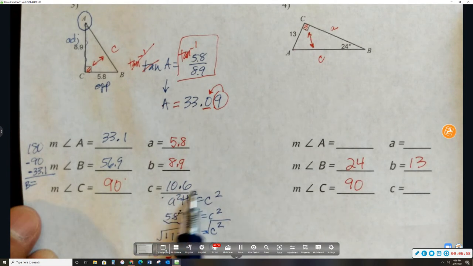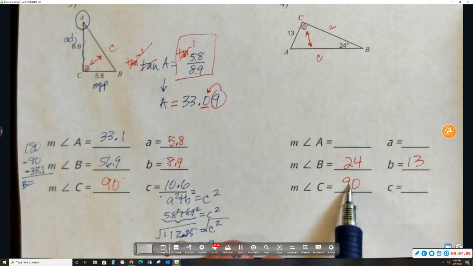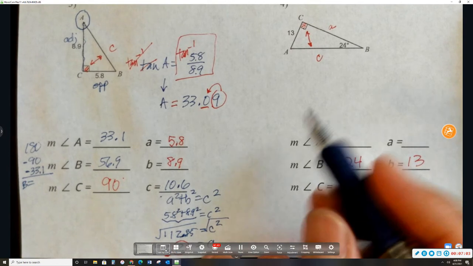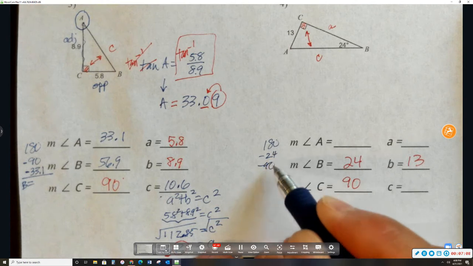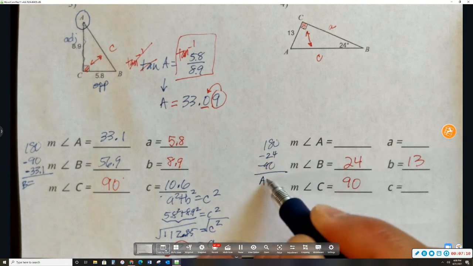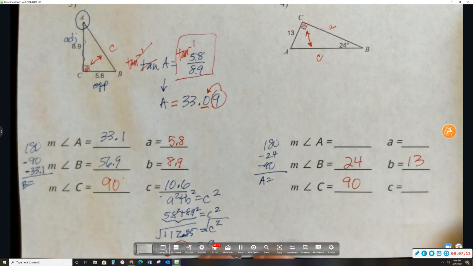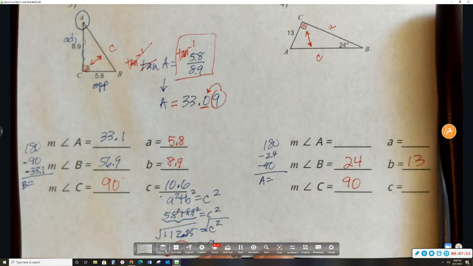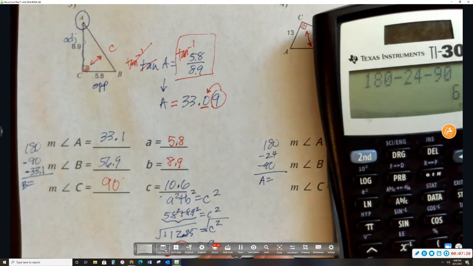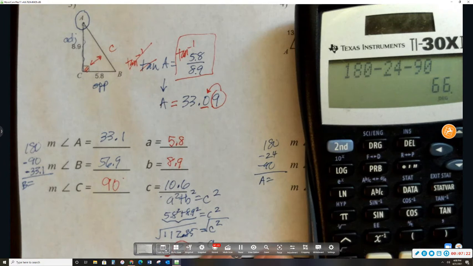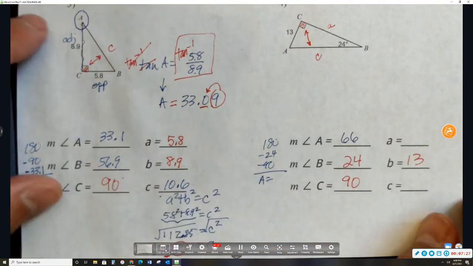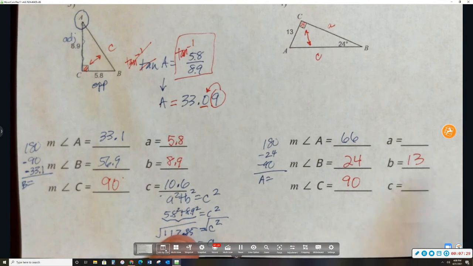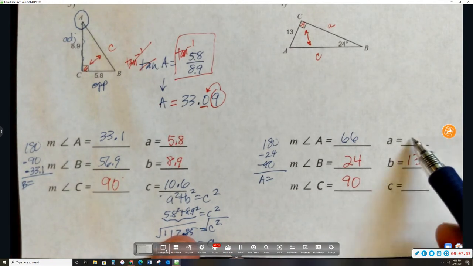Okay. So now let's move on to this one. Figuring out the sides is easy over here. I already have two of them. I can just subtract out the two I know to figure out the one that's missing. Angle A is the one missing. So I can do 180 minus 24 minus 90. Can't see that, but it's 66. And then we need to find side A and side C.